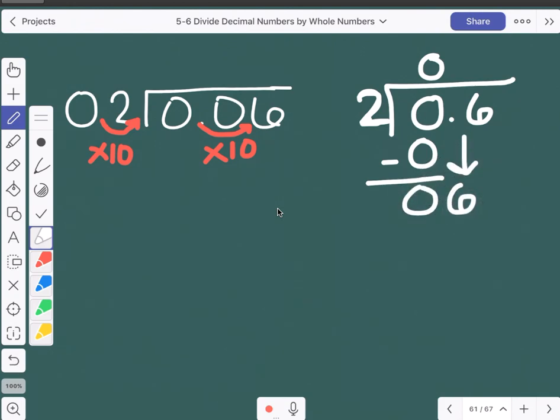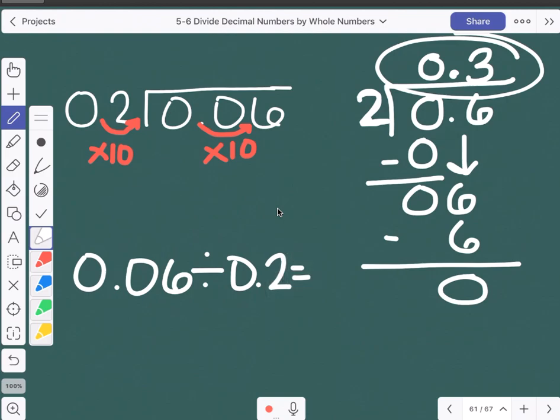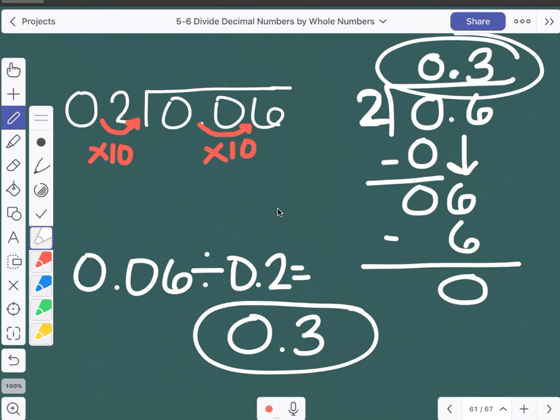Well, how many times does 2 go into 6? 2 goes into 6 3 times. Oh, big mistake, forgot my decimal. 3 times 2 is 6. I subtract, I'm done. So here's my answer. Okay? So that's how I did it.